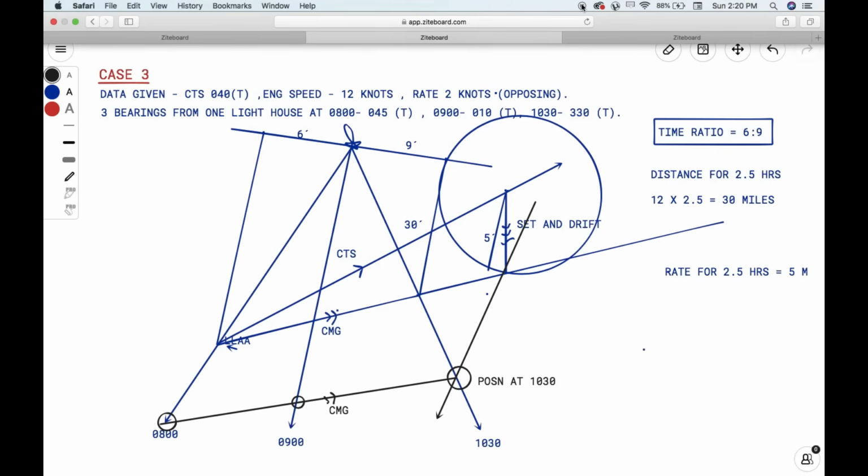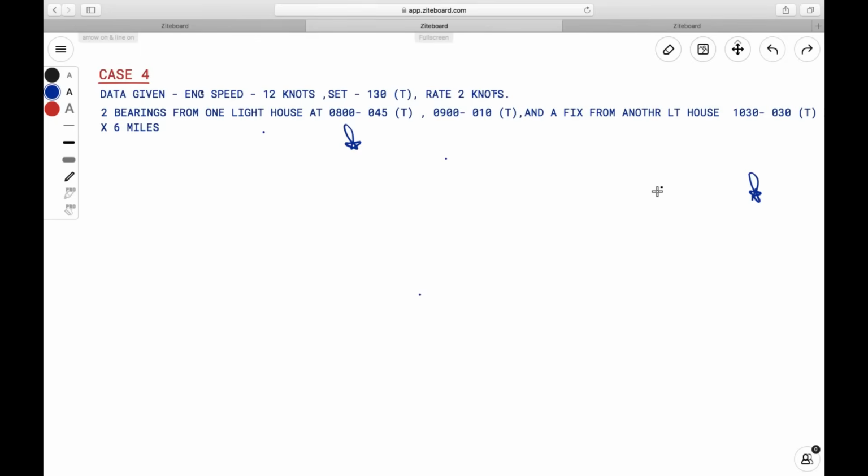Now let us look into case 4. So guys, let us look into the case 4. This is a special case. You know, this is the data given. We have the engine speed, set and rate. You don't have the CTS, so this is a counteracting type of question.